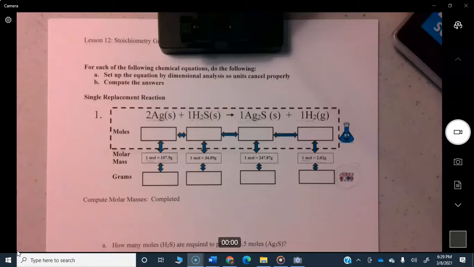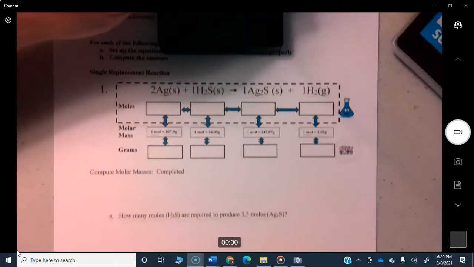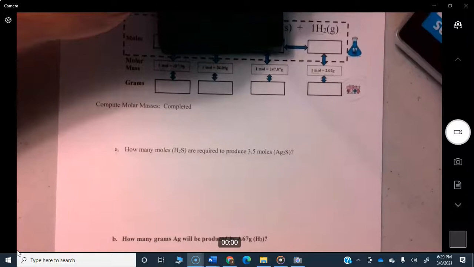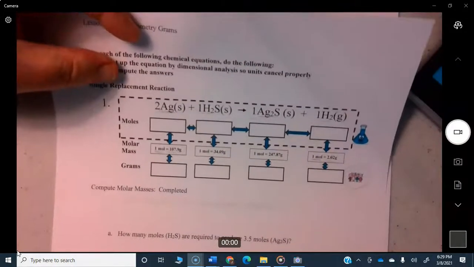Okay, so let's go ahead then and work through this problem. These are the ones that I did in class already. And I'm going to have to move this sheet kind of up and down so you can see what I'm doing at the same time.